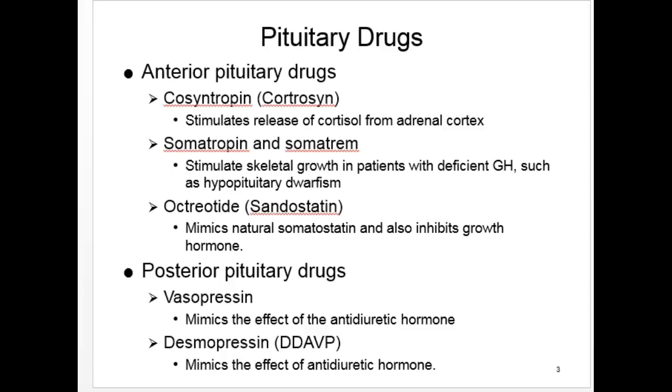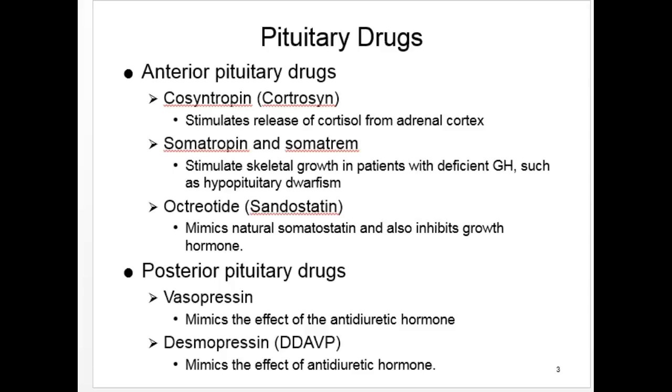So there is an anterior pituitary drug called cosyntropin, which stimulates the release of cortisol. It has an anti-inflammatory effect. So think of hydrocortisone. It's not hydrocortisone, but think of that. It's an anti-inflammatory effect. It's used for people who have adrenal cortical insufficiencies. This is also called Addison's disease, which is an intrinsic problem.